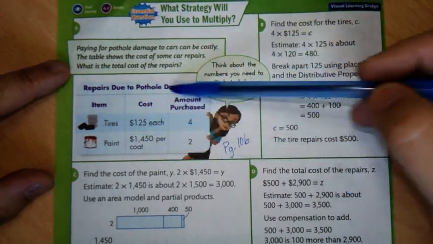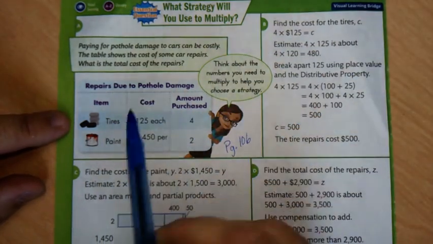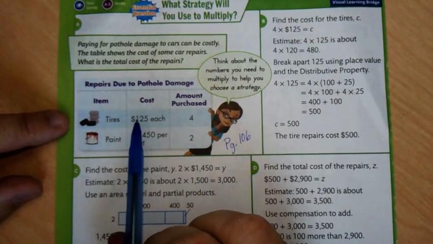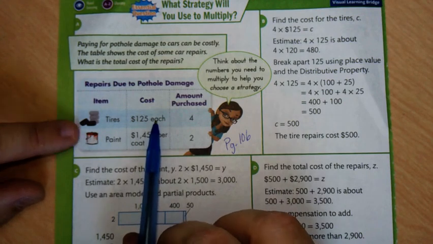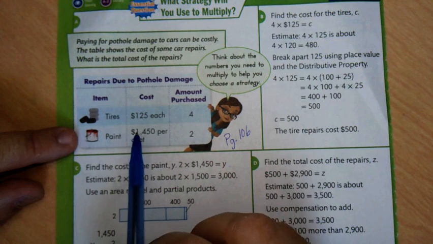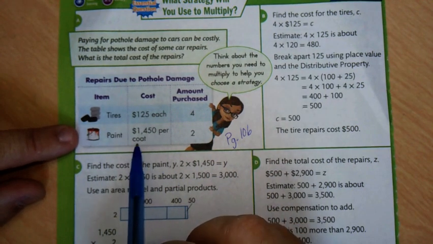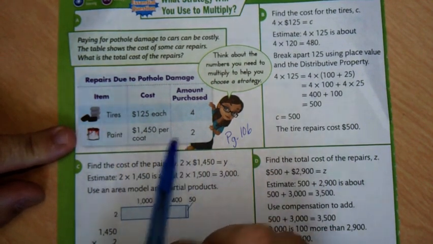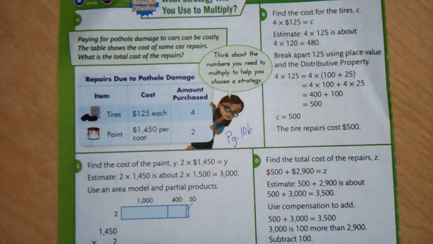So here we've got our table, right? And so tires cost $125 each. And how many tires do we need? Well, 4. All right. Paint is $1,450 per coat. And we would need 2 coats of paint. So we've got our numbers here.